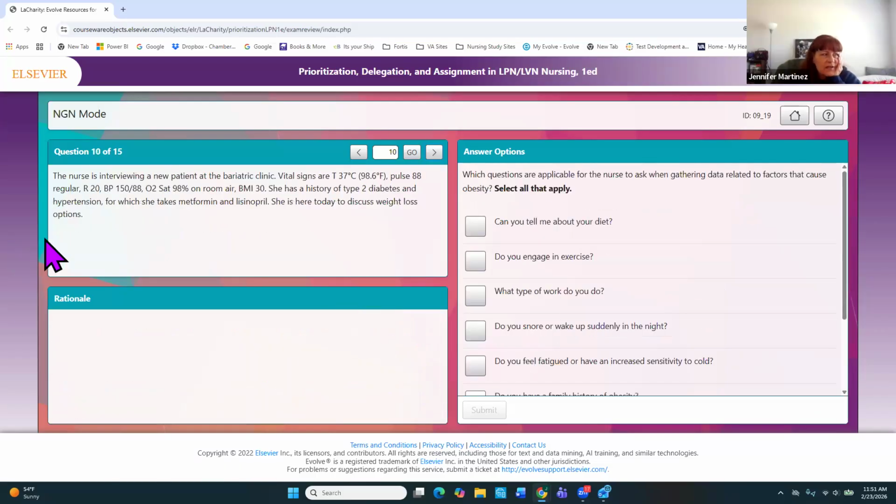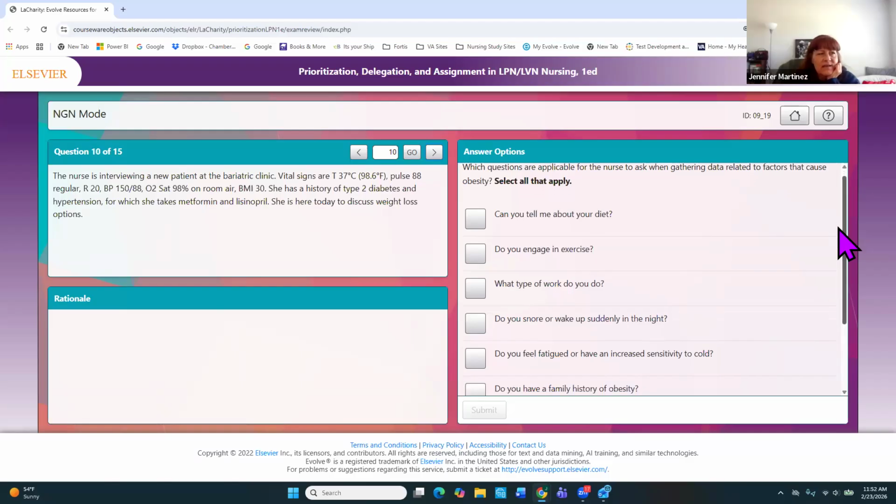All right. The nurse is interviewing a new patient at the bariatric clinic. The vital signs are temperature 98.6, pulse 88, regular, respirations 20, blood pressure 150 over 88, O2 sats 98 on room air, BMI is 30. She has a history of type 2 diabetes and hypertension, for which she takes metformin and lisinopril. She is here today to discuss weight loss options. Which questions are applicable for the nurse to ask when gathering data related to factors that cause obesity?